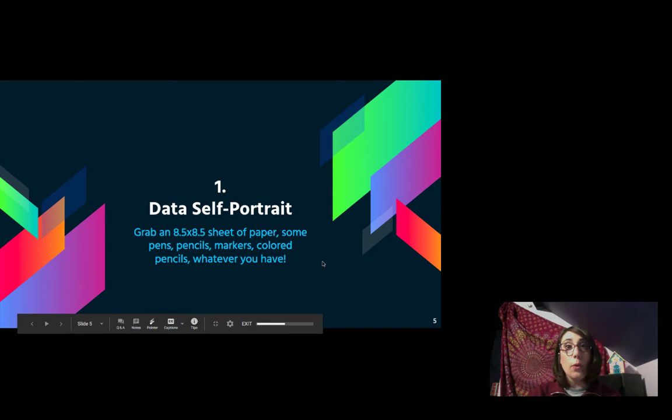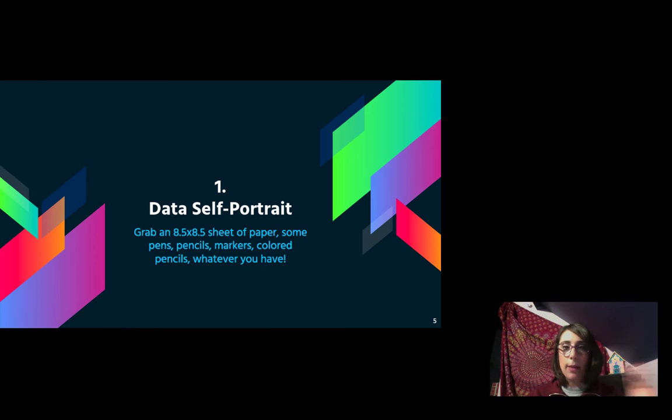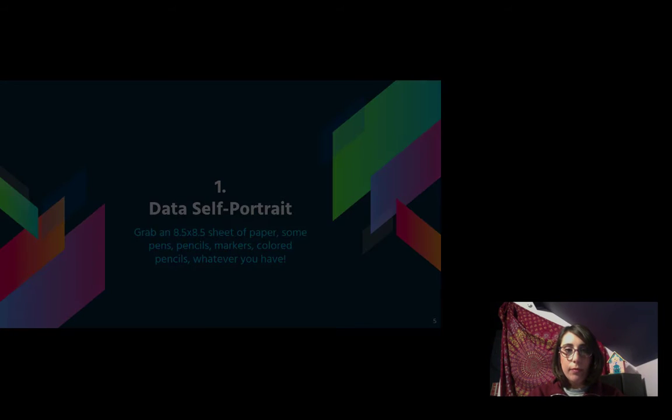Okay, so for today, what you're going to do is grab a regular piece of paper, something just from your printer, whatever you got, okay? Whatever you have in terms of colored pencils, crayons, markers, colored pens, like if you have those fun inky pens and all the different colors, whatever you have will work. Highlighters, anything, okay?